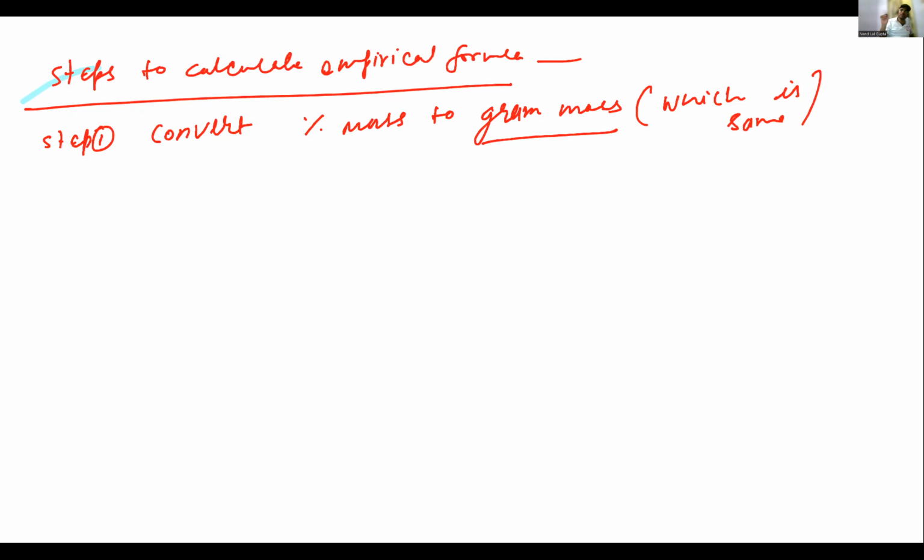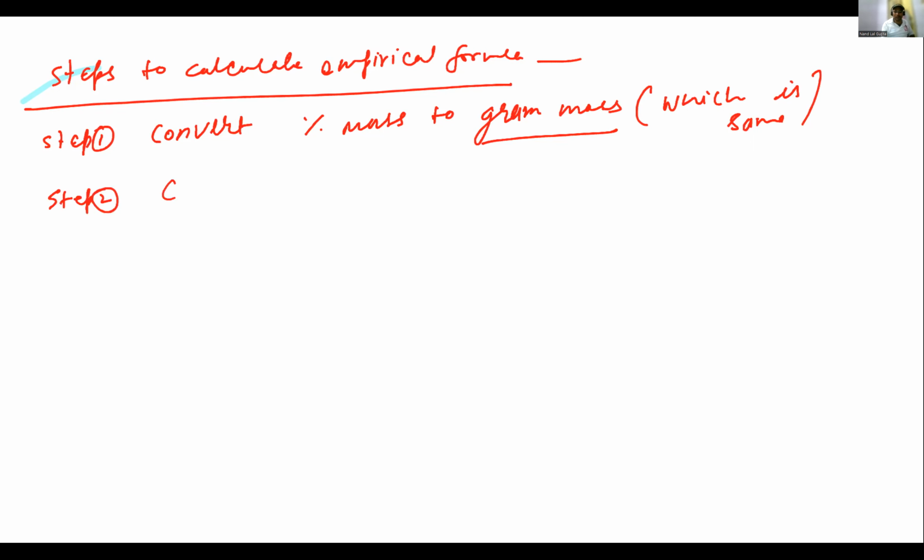Only you need to remove the percentage sign. Anything is given out of 100. Out of 100 means that whatever percentage there is, suppose 17%, it is equal to 17 gram. That is very simple. Step number two.